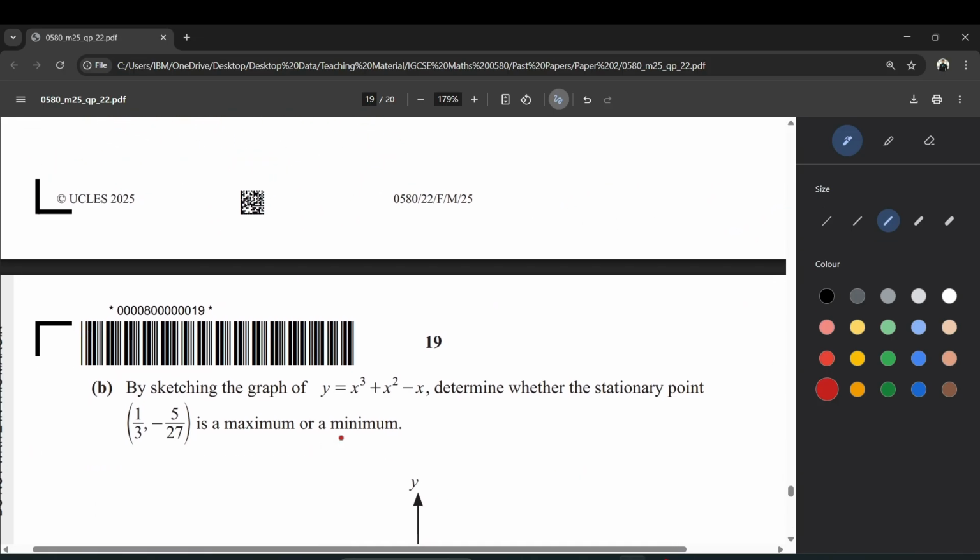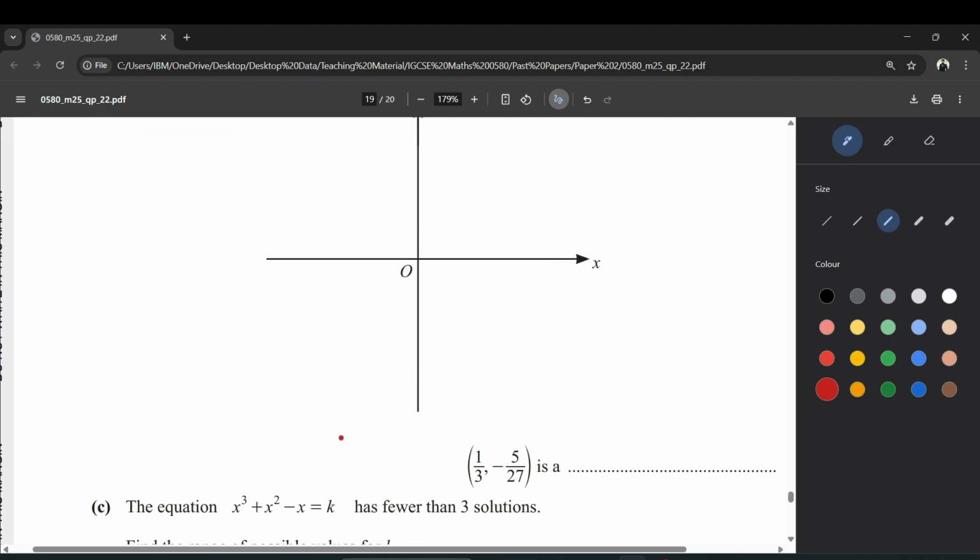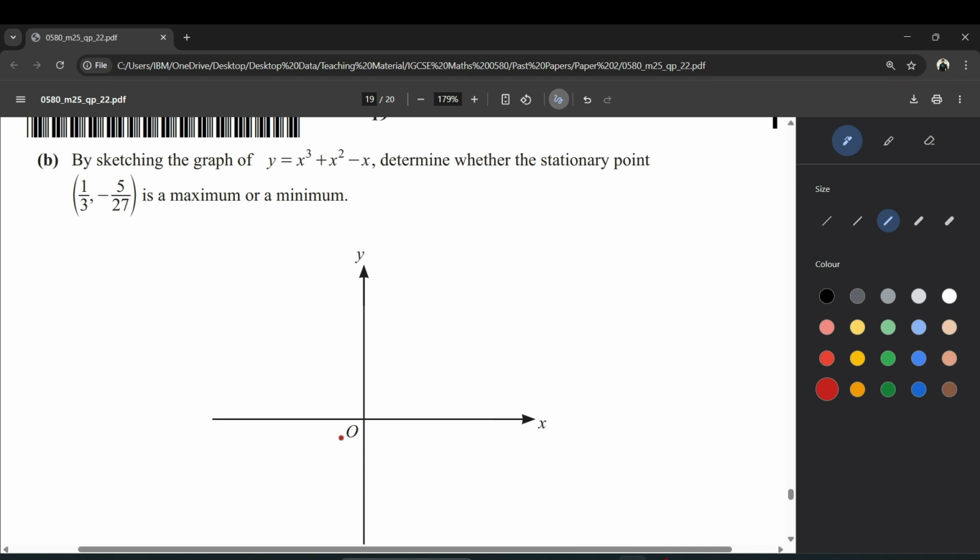All right, now it says by sketching the graph of y equals x cubed plus x squared minus x, determine whether the stationary point 1 over 3 comma minus 5 over 27 is a maximum or a minimum. There are various methods that you can use, but they have specifically asked that we sketch the graph. What we know about these turning points is that one of them is at 1 over 3, which is around 0.333, so that should be about over here. And minus 5 over 27 should be about here somewhere.